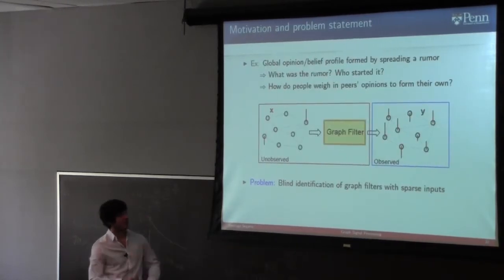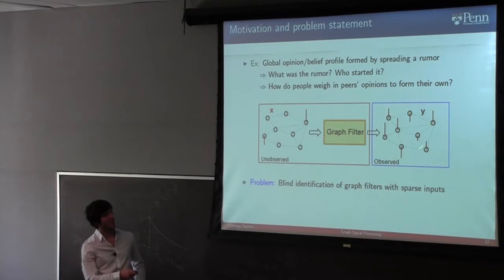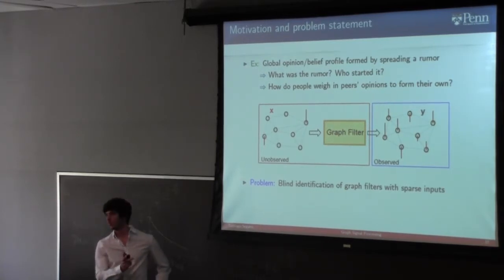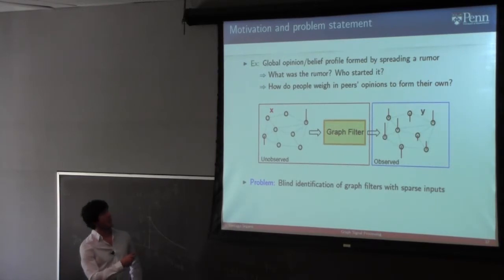Again, a pictorial representation of this. We observe the thing, and we say, I think this comes from a sparse signal passing through a graph filter, but I don't observe these things. I would like to recover this from this. When can this be useful?